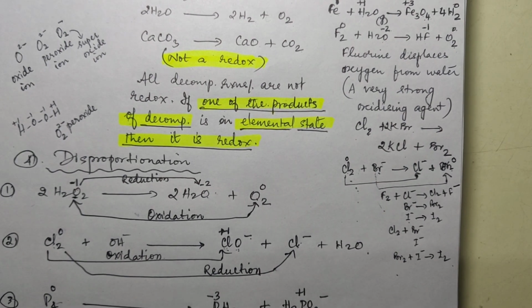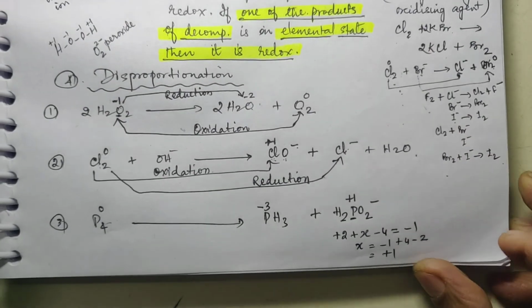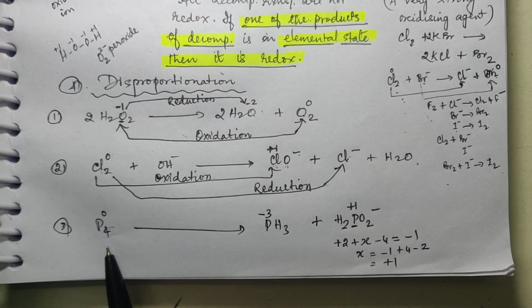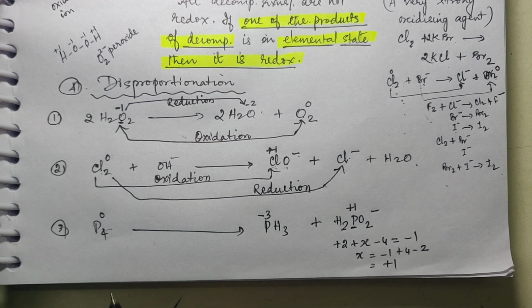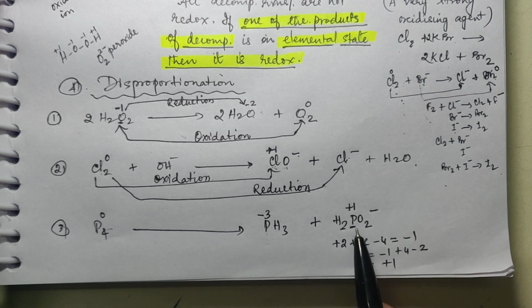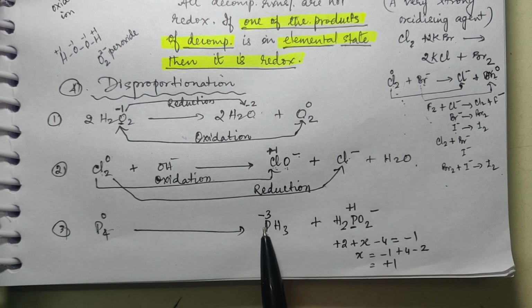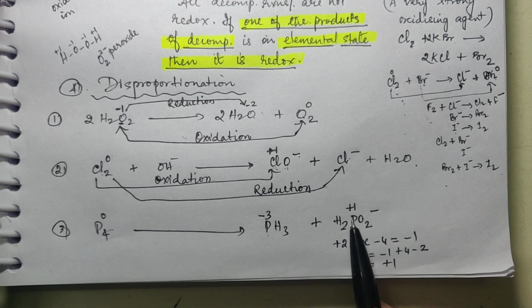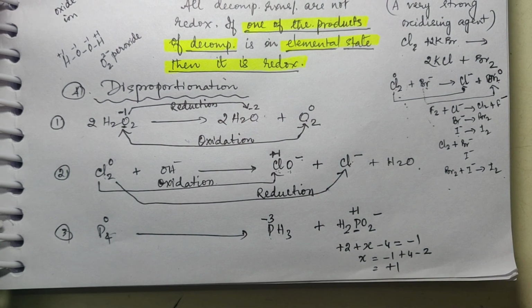Now the other example that I have given is P4 getting converted to PH3 plus H2PO2 minus. I think this is what I gave you in the morning also. So here it is 0, here it is -3, and here it is +1. So the same species is getting reduced and it is also getting oxidized. So these are examples of disproportionation reaction.